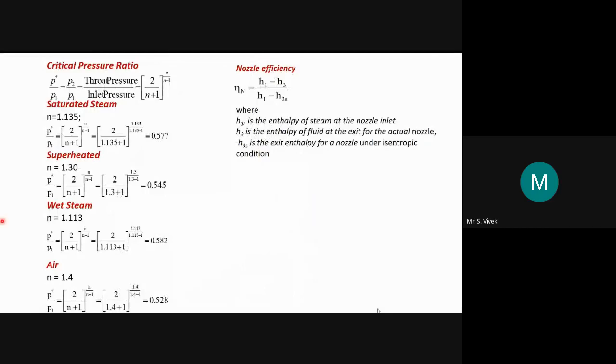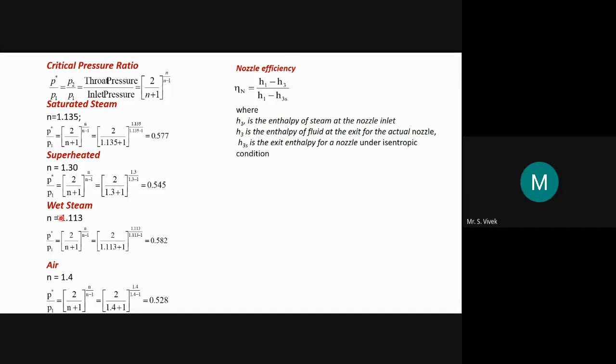You have to learn these values by heart for saturated steam. Before that, the formula to find out the critical pressure ratio is P2 by P1 is equal to 2 by n plus 1 to the power of n by n minus 1. For saturated steam, the value of n is 1.135 and the critical pressure ratio is 0.577. For superheated steam, n is equal to 1.30 and the critical pressure ratio is 0.545.